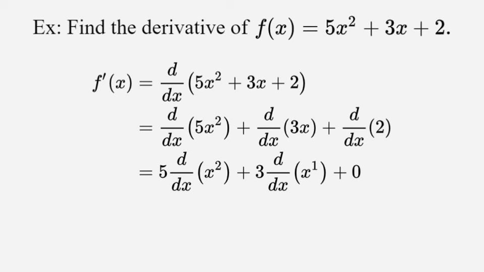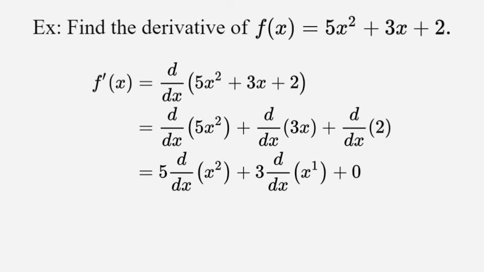And same idea for the middle term. I'm going to be taking the derivative of 3x, which is the same thing as 3 times the derivative of x to the 1. I inserted that little 1 in the exponent just to really emphasize that x is a power function because it's x to the first. And then the last term there is the derivative of 2, and that's the derivative of a constant, and the derivative of constants by themselves are always 0 because they have a slope of 0.